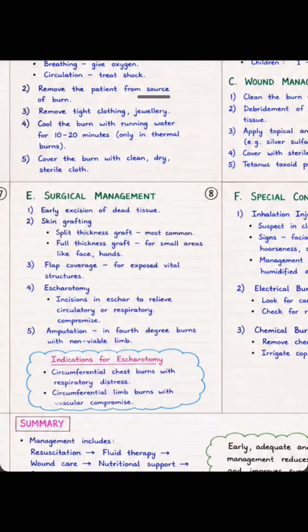And escharotomy, now this is a very important term, escharotomy. Eschar is hard leathery tissue formed in a deep burn. An incision is made through the eschar to relieve constriction, and according to notes, indications include circumferential chest burns, which cause respiratory distress, and circumferential limb burns, which cause vascular compromise. So the easy way to remember this surgical management is chest breathing problem, limb blood supply problem. So circumferential chest burn plus respiratory distress is equal to escharotomy, and circumferential limb burn plus vascular compromise is also equal to escharotomy.